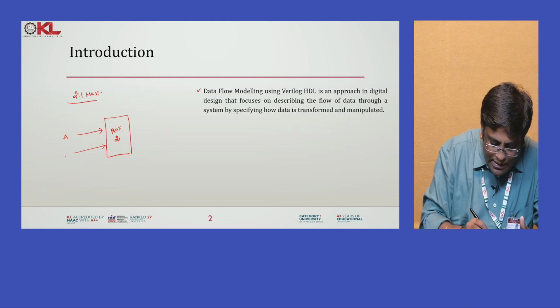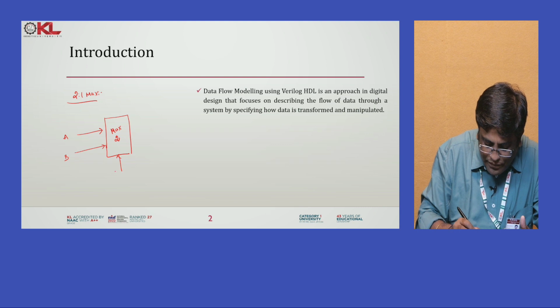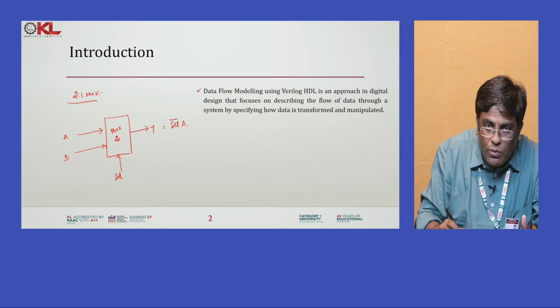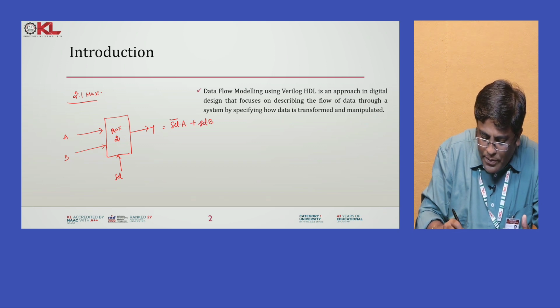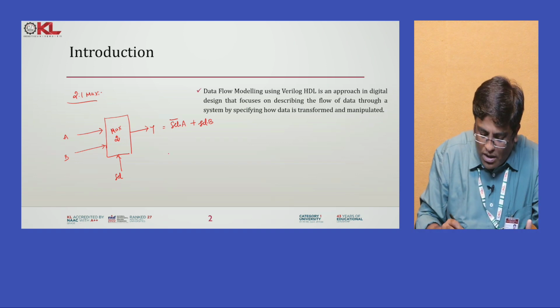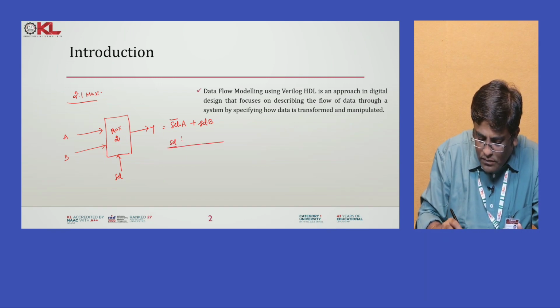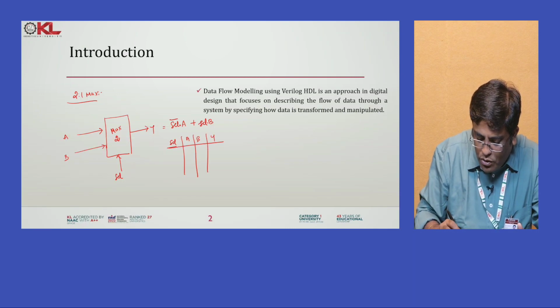So I am giving A, B as inputs, and the select line as an input. I am going to get Y as output. Whenever select line bar is there, I want to get A as output, and whenever select line is there, I want to get B as output. I am going to give a dot product here because it is an AND operation. Then we have the output line, the select line, A, B and Y. All of us know about this.